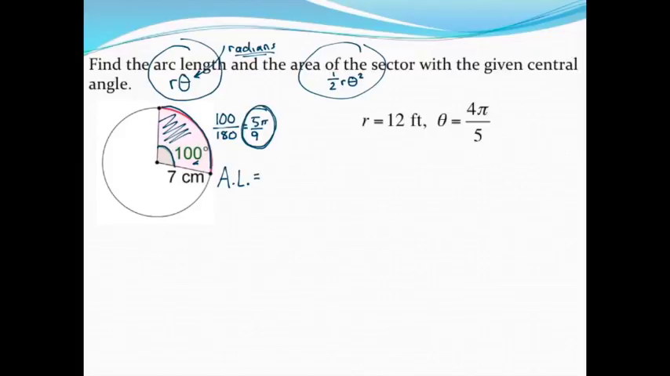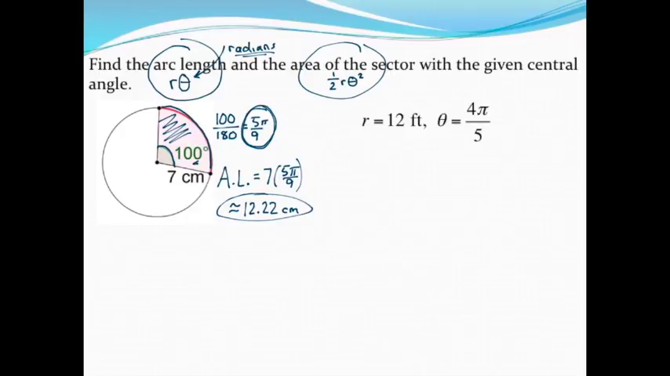So to find arc length, my formula says to do the radius, 7, times the central angle, 5 pi over 9. I'll use a calculator to do that, and you can pause and try on your own. But I come up with an arc length of approximately 12.22. Since this is an arc length, it's just a distance, so it's measured in centimeters, just like my radius.